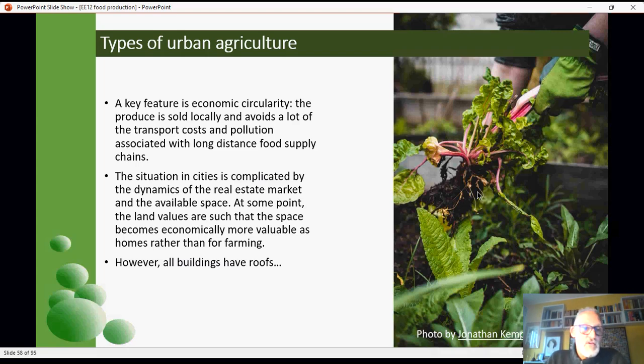You're not going to grow wheat vertically, okay, but higher value, more difficult things to grow, you will be able to. At some point, the economics of it will start to work out. There's a note here about the situation in cities, because of course, in cities you've got real estate, and real estate means that there's the value of the land.